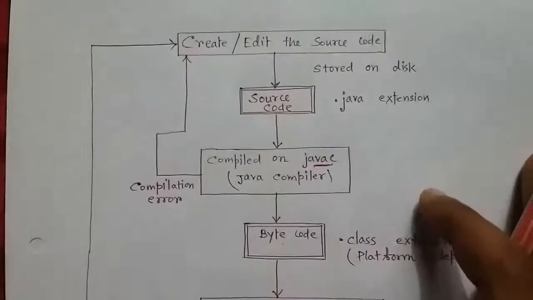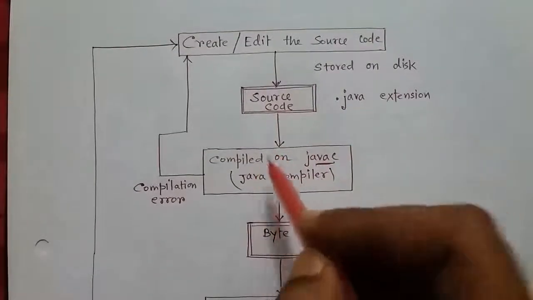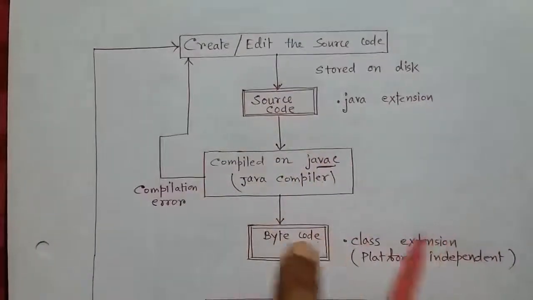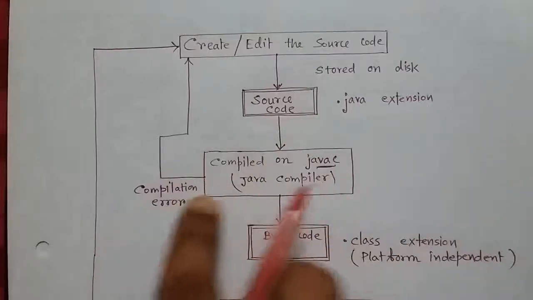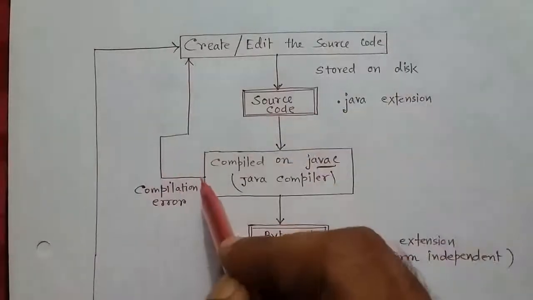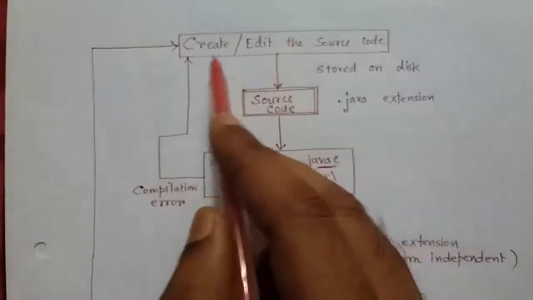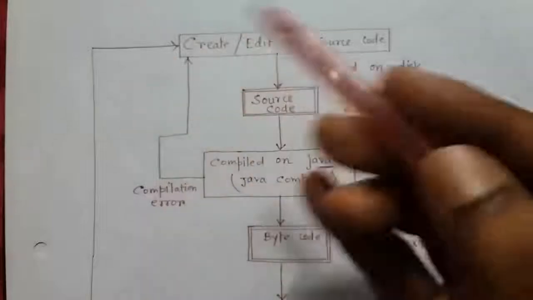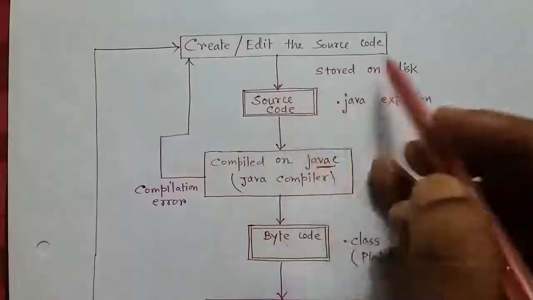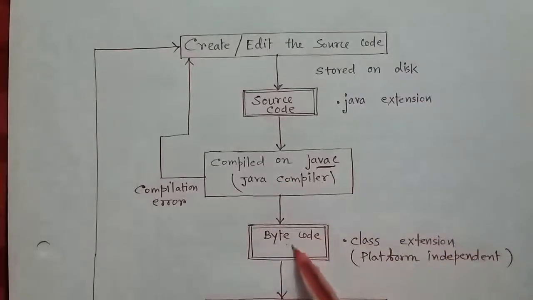Now two things you need to remember here. When the source code is compiled, if there is any error in your source code, then bytecode will not be generated. That means some compilation error occurred, like a syntax error. That's why you have to get back to the initial step, that is, to edit the source code and correct it. When the source code is corrected, it will be compiled again, and if there is no error, then only the bytecode will be produced.